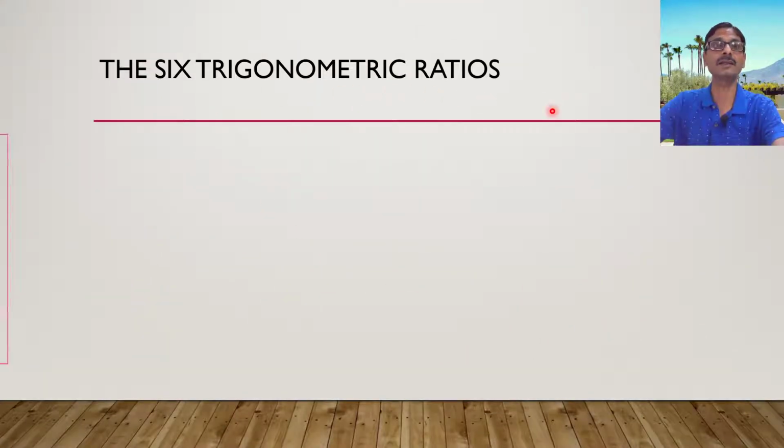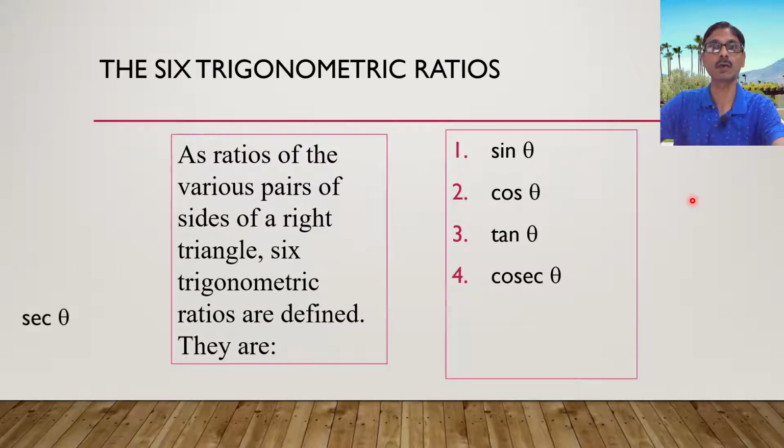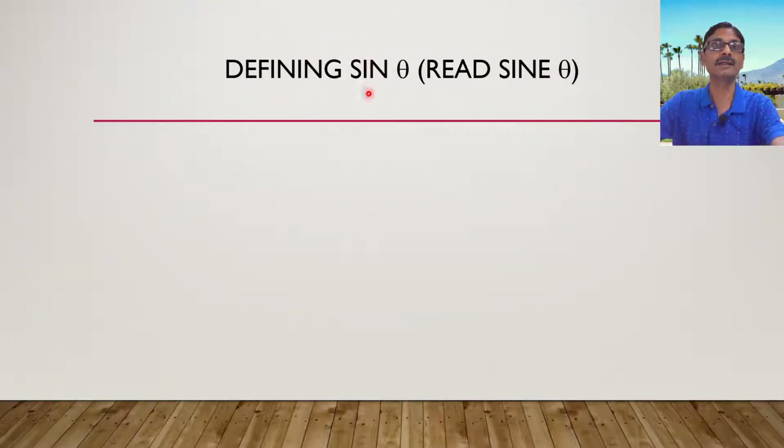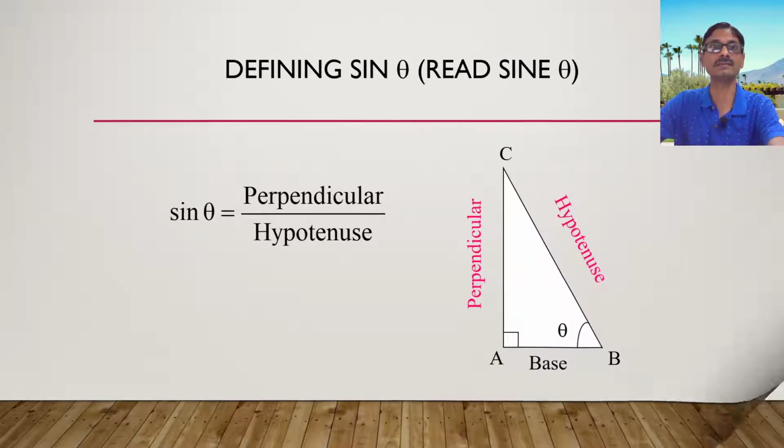The 6 trigonometric ratios are the ratios of various pairs of sides of a right triangle. Their names are sin theta, cos theta, tan theta, cosec theta, sec theta, and cot theta. Defining sin theta. Full name is sine. We read it sine, but it is written as sin in brief. Sin theta equals perpendicular upon hypotenuse. It is the ratio of perpendicular with hypotenuse.